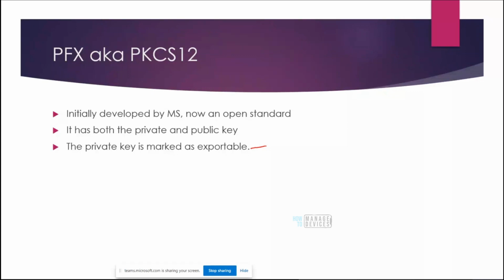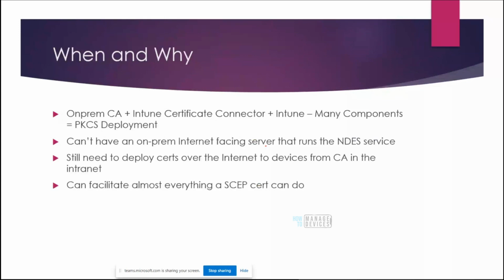So this is one of the differences between PKCS and SCEP. In PKCS or in PFX, the private key is marked as exportable. You have that option. If you are familiar with certificate templates, you would have seen that when you are creating a certificate template, there is a radio button or a checkbox which tells you whether you want to make the private key exportable or not. In case of PFX, it is marked as exportable. In case of SCEP, it is not. What does that mean? We will talk about that in a while.